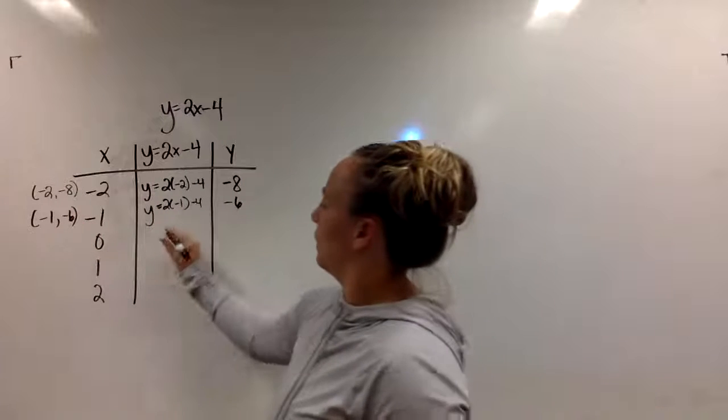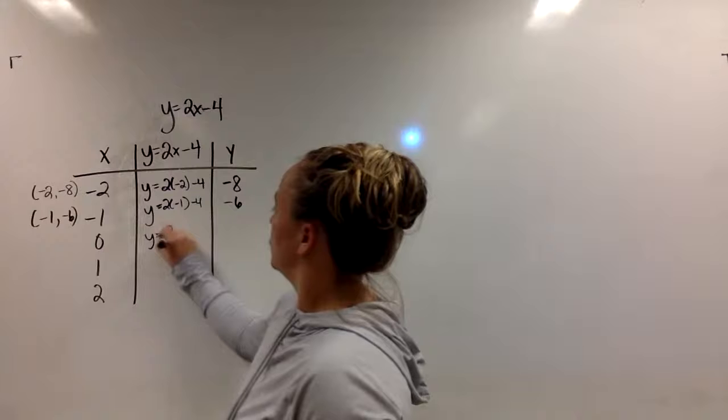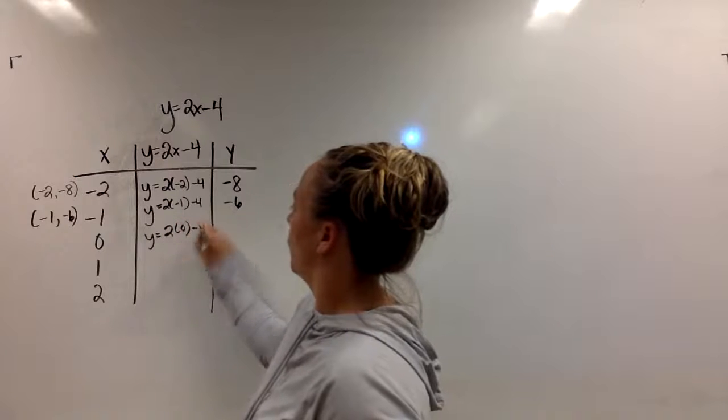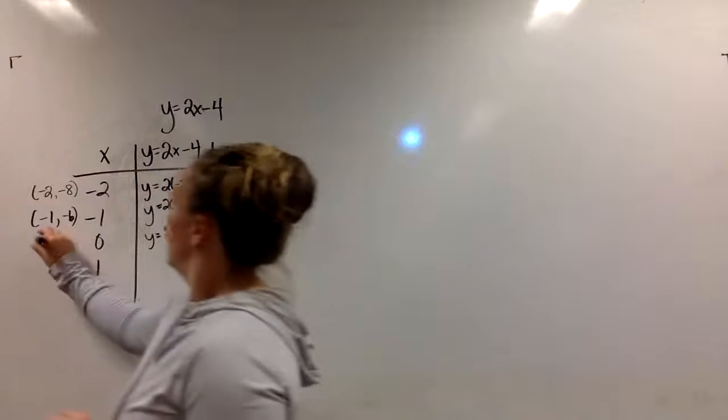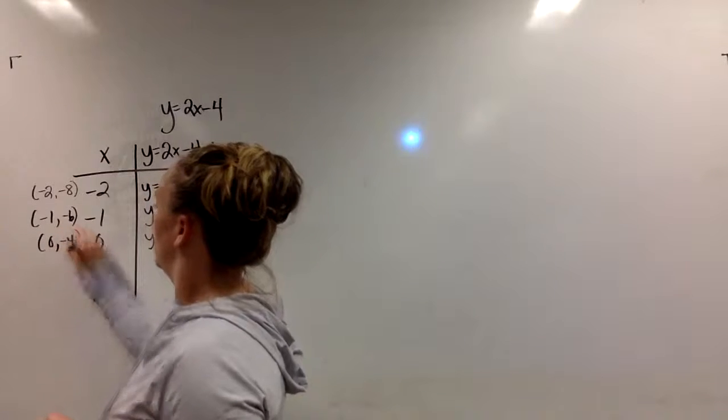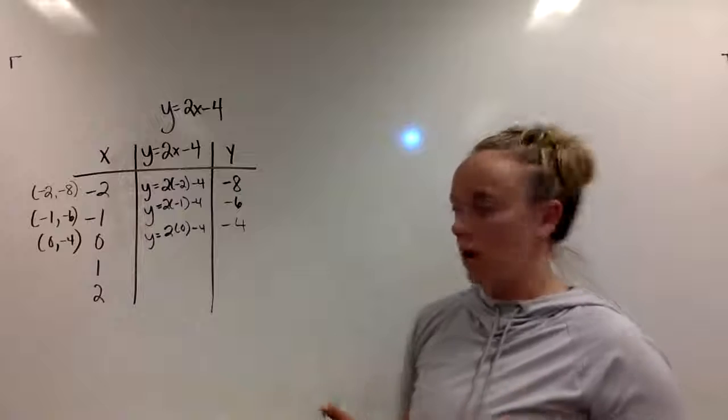I'm going to put 0 in there. Y is equal to 2 times 0 minus 4. 2 times 0 is 0. Minus 4 is -4. 0, -4 is my next coordinate pair.